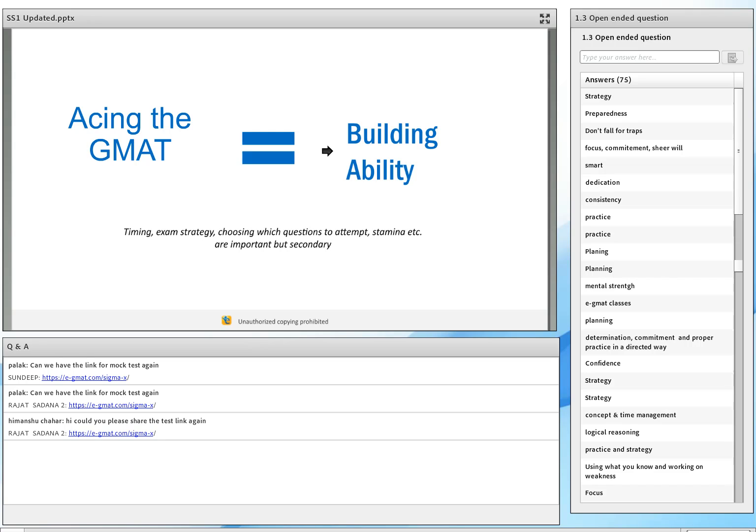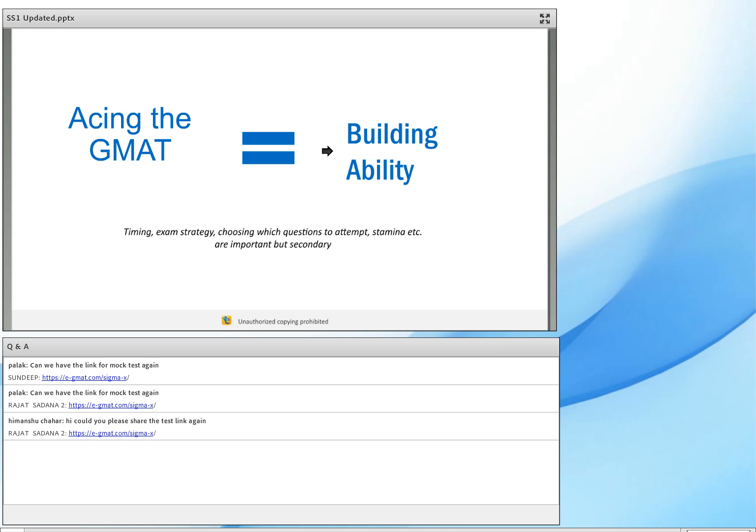So just by brute force, very few people ace the GMAT. But people who build ability in a methodical fashion, a good chunk of them ace the GMAT. So that P word, the practice word, can actually backfire if you try and apply that strategy. And we're going to prove all of this during the course of this webinar. So let's talk about why ability is important.